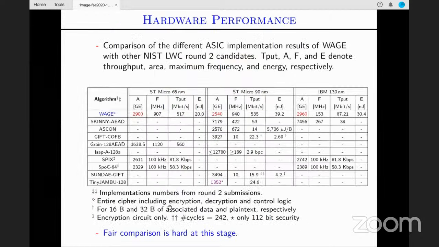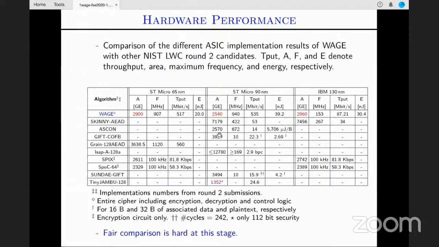So coming to the hardware performance, we implemented the WAGE in three different ASIC libraries, and for the comparison, we take the numbers from the round two candidates, which are implemented in the same technology. So for example, in ST Micro 90 nanometer, WAGE has an area of 2540 GE with a throughput of 535 megabits per second, and the area is much smaller than other candidates like Skinny, GIFT-COFB, and SUNDAE-GIFT.